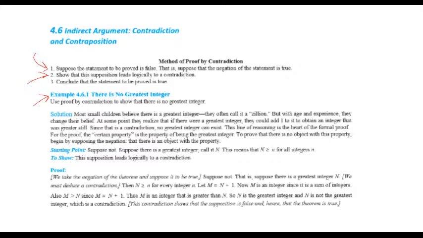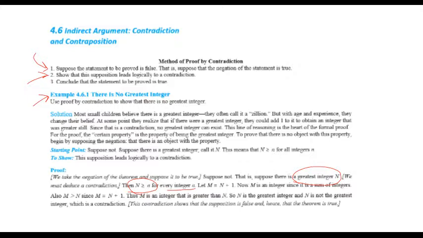To prove this, we need to suppose that the negation of this statement is true. It means that we suppose that there is a greatest integer. Let's assume that that greatest integer is N, the capital N. So capital N should be greater than or equal to n for all integers. Why? Because capital N is the greatest integer, right? So it should be greater than all other integers.